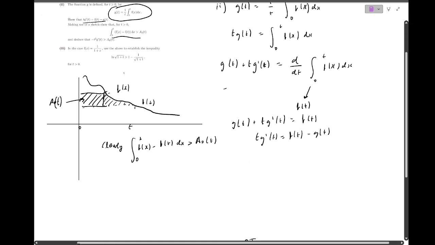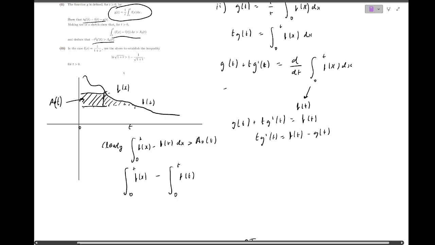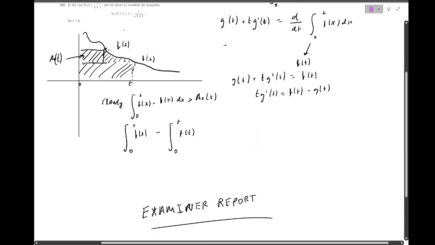And now we need to deduce that this inequality holds true. What we can do is split this integral up: the integral from 0 to t of f of x minus the integral from 0 to t of f of t. Now f of t is just a straight line, so it's like a rectangle in itself. The integral of f of t from 0 to t is just a rectangle with width t and height f of t. So we can rewrite this as this.